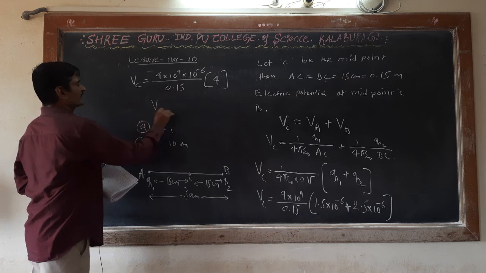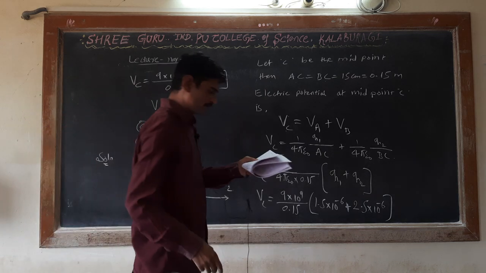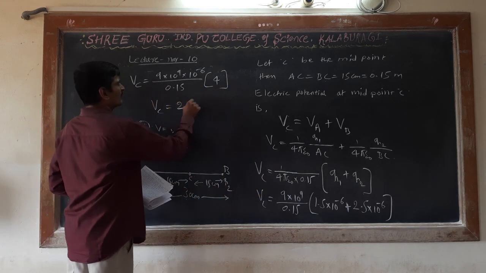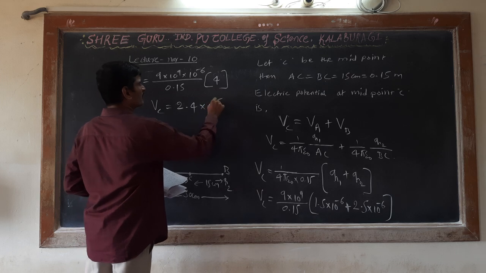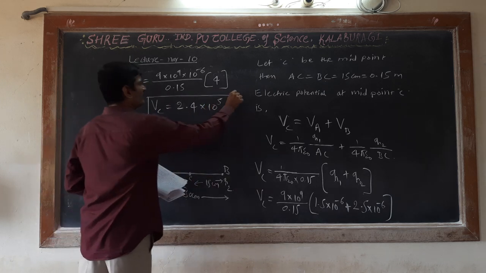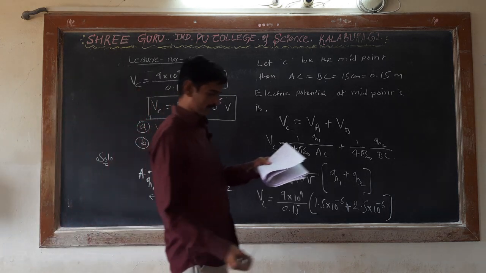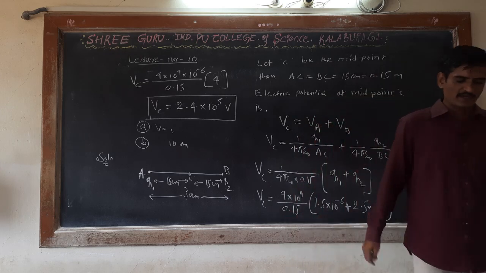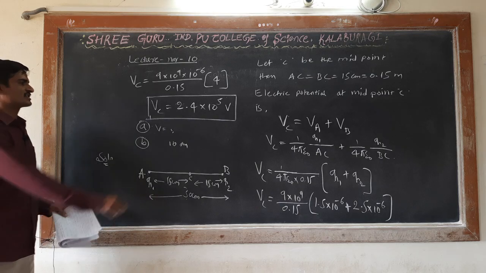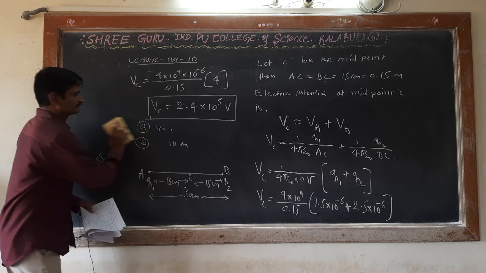And on simplifying this one, I will give the answer directly. So the answer will come out to be 2.4 into 10 to the power 5 volt. So this is the answer. Do the calculation, you will get the answer. 2.4 into 10 to the power 5 volt. This is the electric potential at the midpoint of the line joining the two charges.